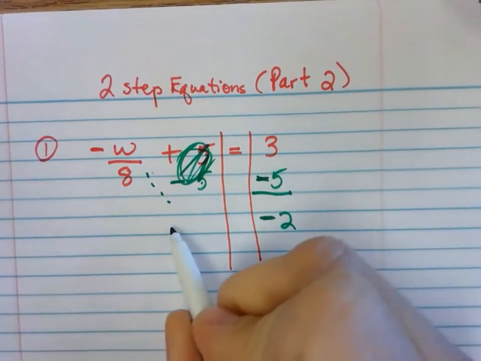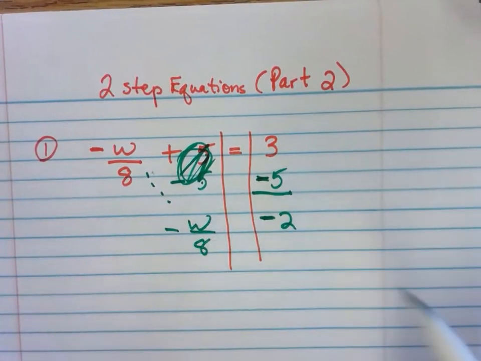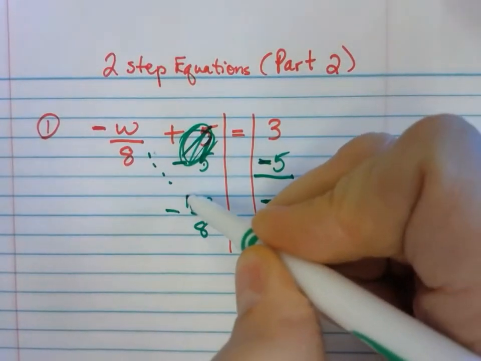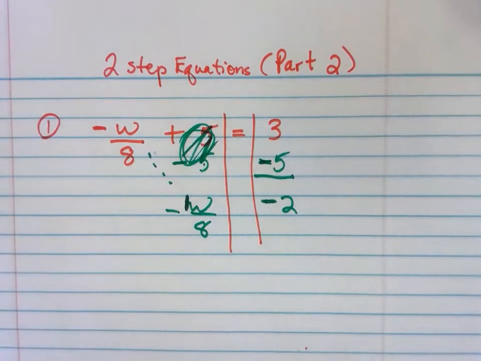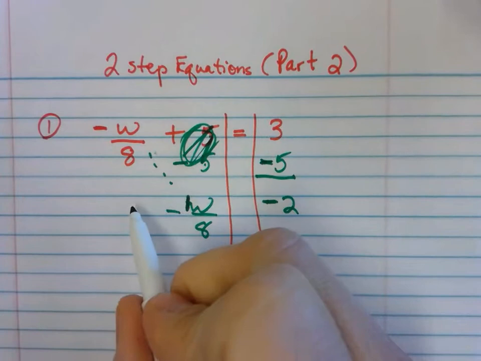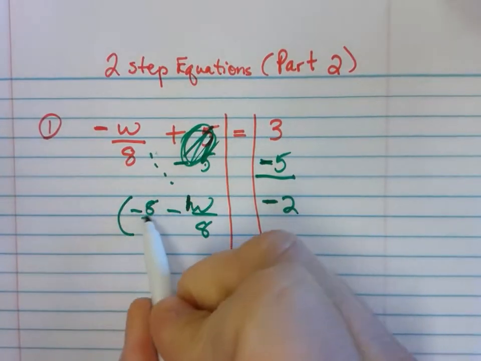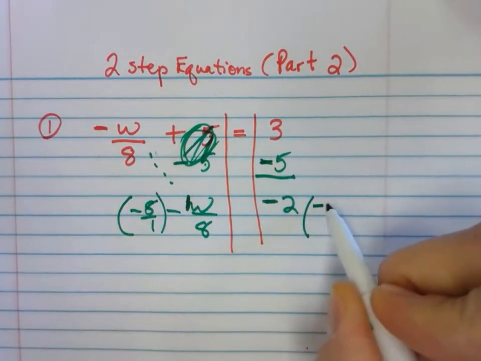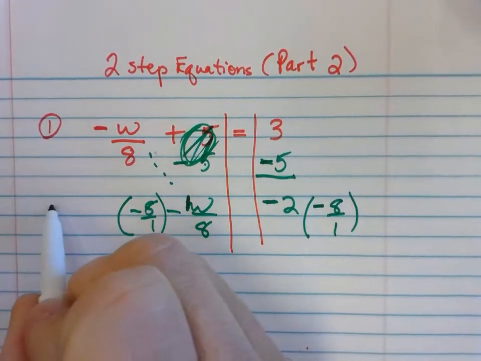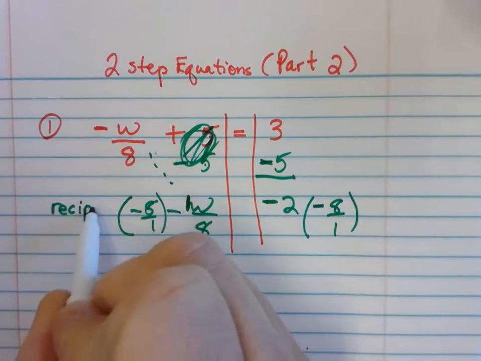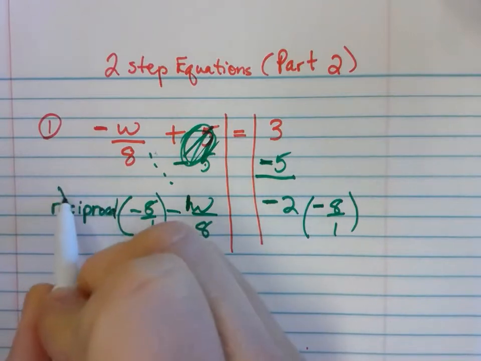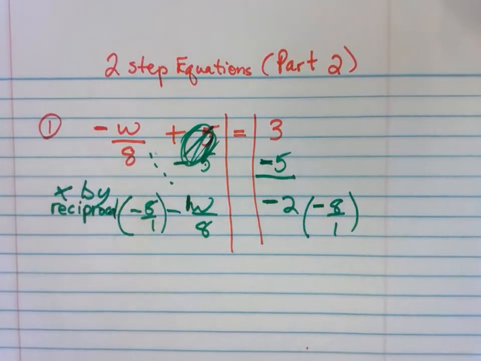And then you can just trot this down here, and that'd be negative W over 8. Okay, so remember, there's a 1 in front of that W right there. If they don't write a number in front of it, you can always put a 1 in there. And then we're going to multiply by the reciprocal of that, so that would be negative 8 over 1, which means over here I got to multiply by negative 8 over 1. I guess this is called multiplying by the reciprocal, okay? Multiply by the reciprocal.